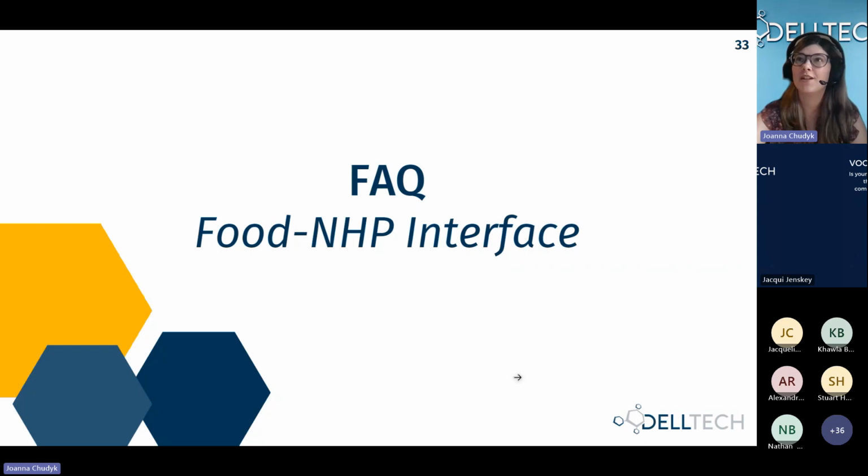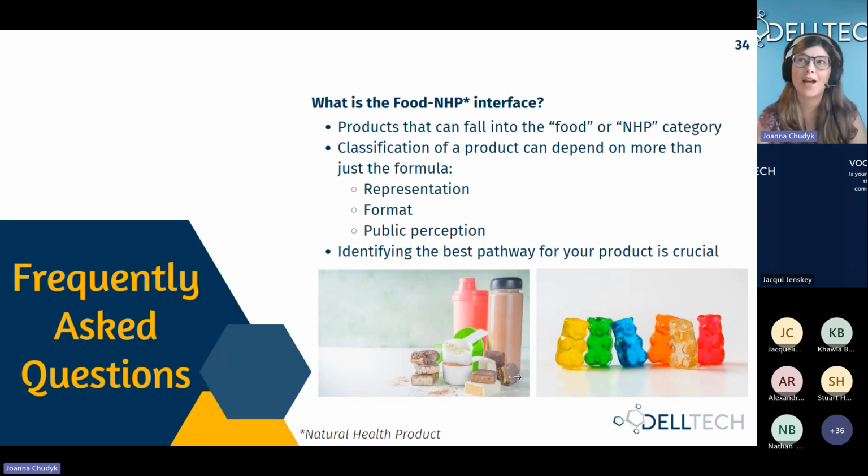So the last portion of the frequently asked questions section is related to the food NHP interface. So what is the food NHP interface? I consider this as sort of the blurry line between food and NHP that can exist for some products. And it might be up to the manufacturer of the product to decide which route they want to market their product as. There are a number of factors that come into reviewing a formula and deciding whether it can fall into the food category or NHP category, which is a natural health product.